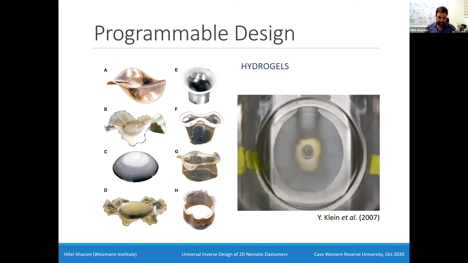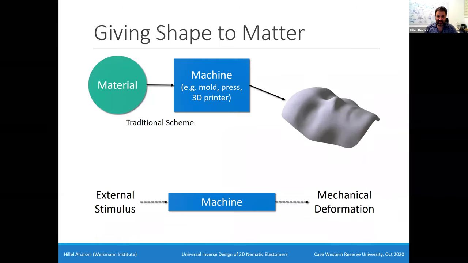Now, this could be used as a design or manufacturing mechanism, but it is very different from what we know typically in our everyday life. So the traditional scheme of shaping solid objects is to take a material, and this is how all the objects around you basically are manufactured. Take a material, let's say glass, put it inside of some machine. It could be a mold or press, a 3D printer, or whatever machine you have, or just a person assembling things. And then once you hit the button or activate the machine, it exerts forces on the elements of the material and reshapes it into a different shape. And then you have the object that you wanted to make.